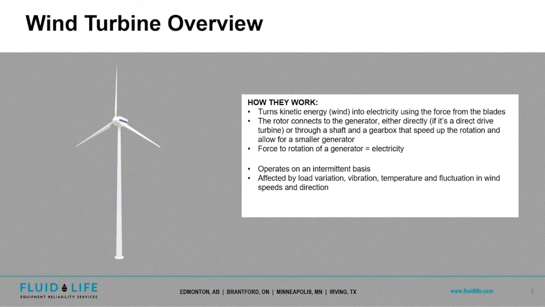Wind's flowing across the blade, the air pressure on one side of the blade is going to decrease, and then the force of the lift being greater than the drag is what's causing the rotor to spin in itself. A couple of things to note about wind turbines: they operate on an intermittent basis. This can be for a variety of reasons, whether that's actually having to do with the wind or having to do with whatever market they're placed in.